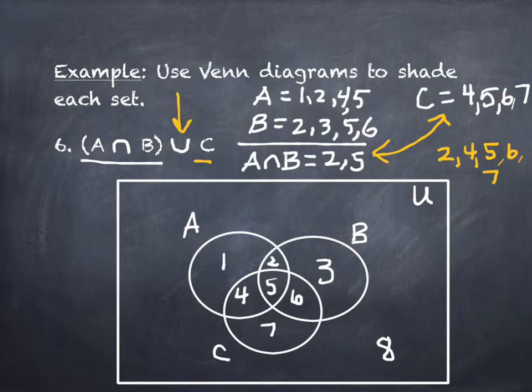And of course 5 was listed twice. I don't need to list it twice. But that right there is the solution for how I shade. Don't forget, the whole point was to shade. It wasn't just to find these numbers. It was to shade the diagram that's represented by those numbers.